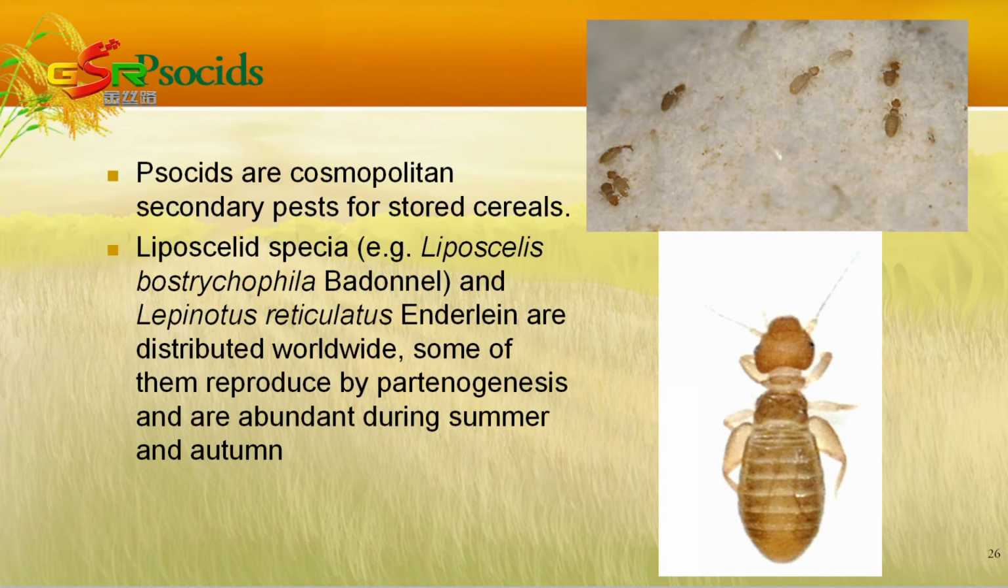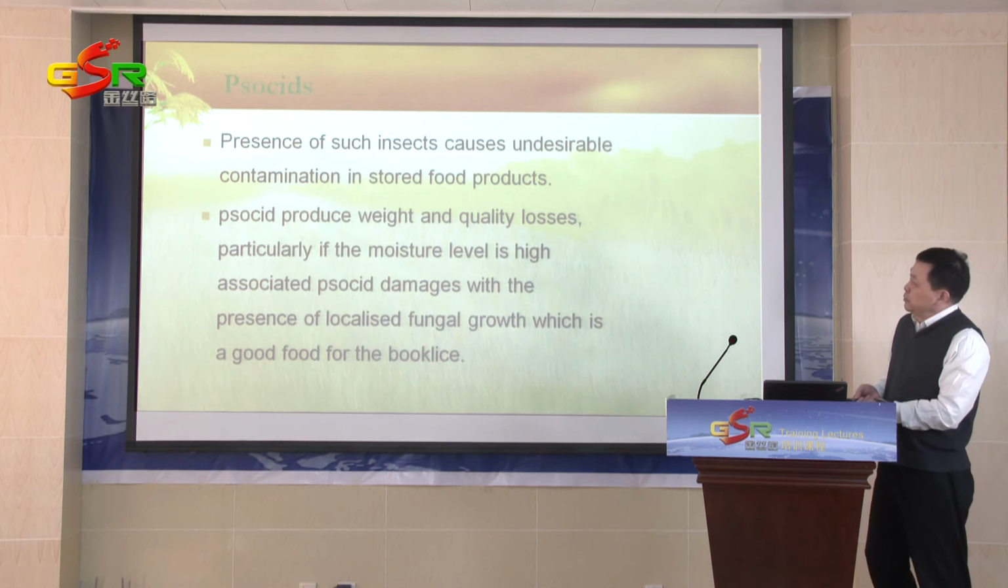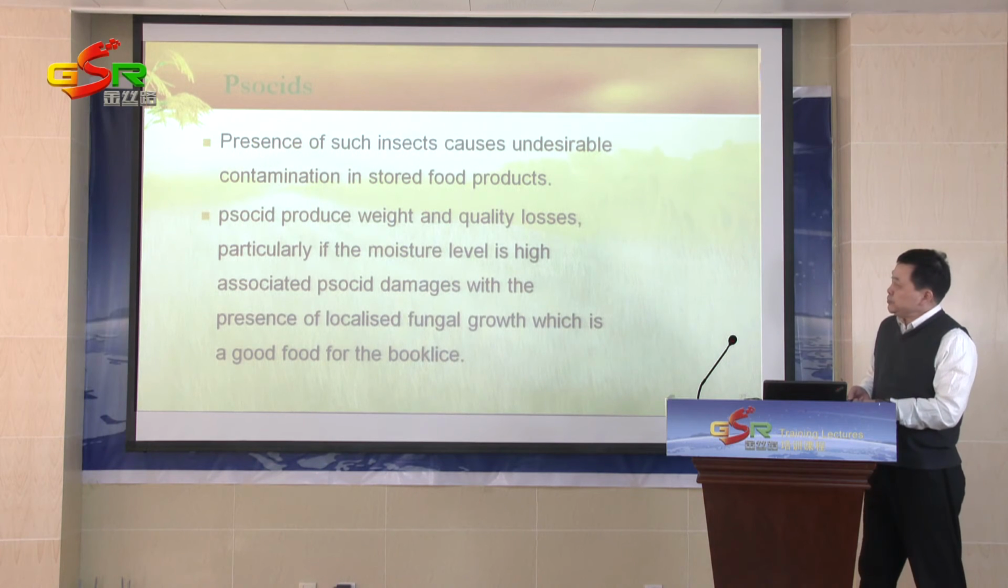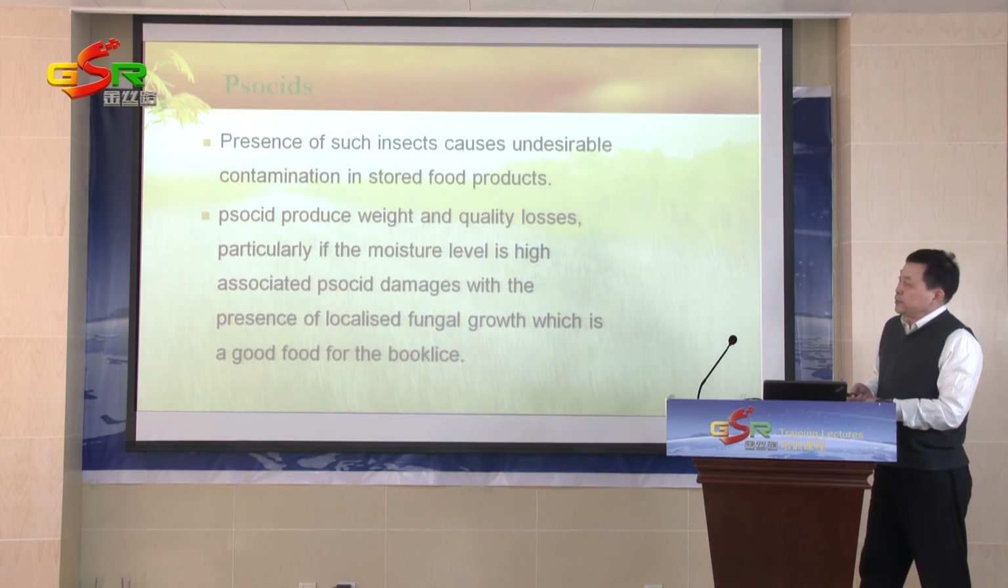For stored grain, psocids usually eat the grain only a little, but a population at a high level can make the grain unstable. Psocids can also contaminate the stored grain.